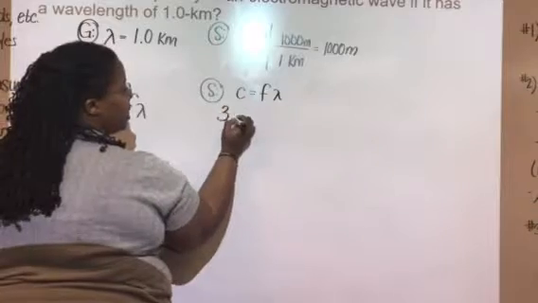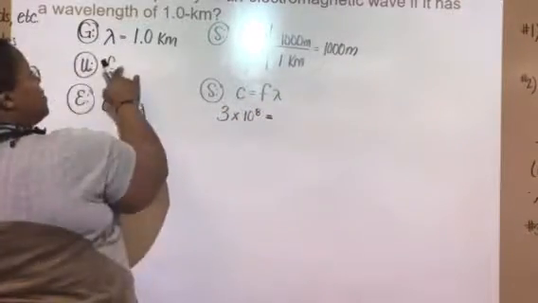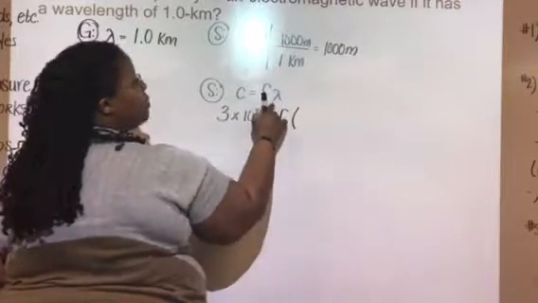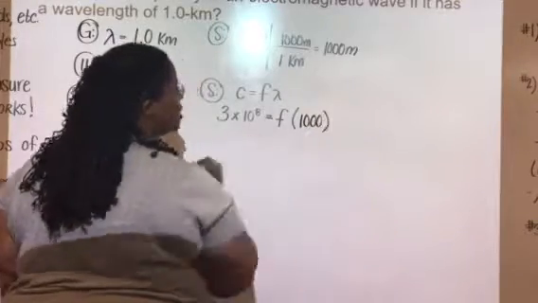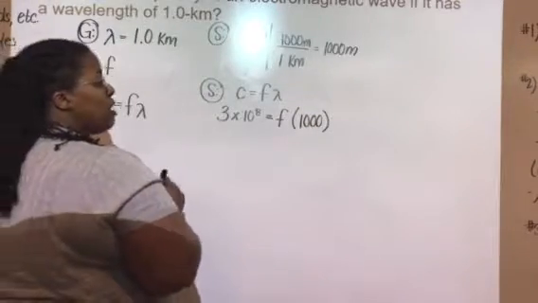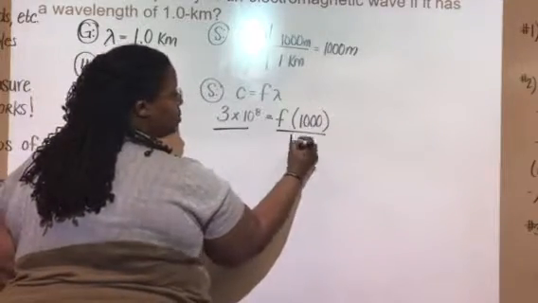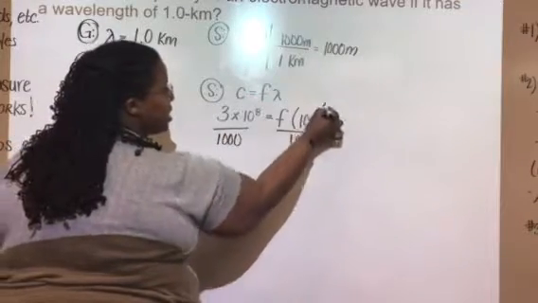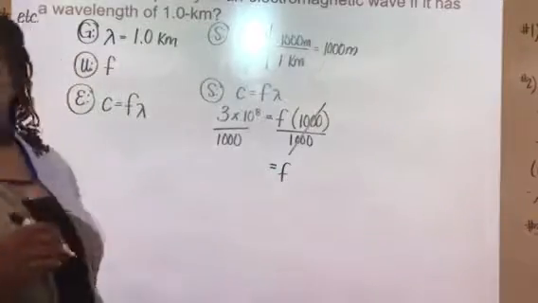c is going to be 3 times 10 to the 8th power. f is your unknown, so we're going to plug in our variable. And for wavelength, don't forget, we're going to use the 1,000 meters. We're now going to solve for f. We'll do the opposite of multiplying, which is to divide on both sides. These two will cancel out, and f is going to be left by itself.